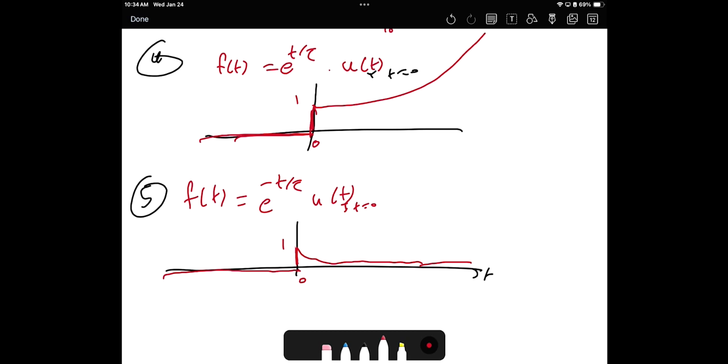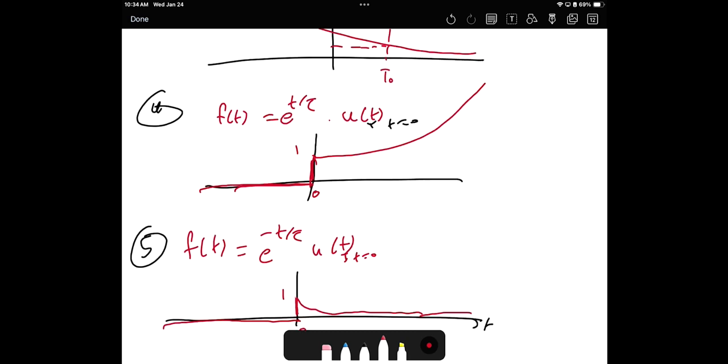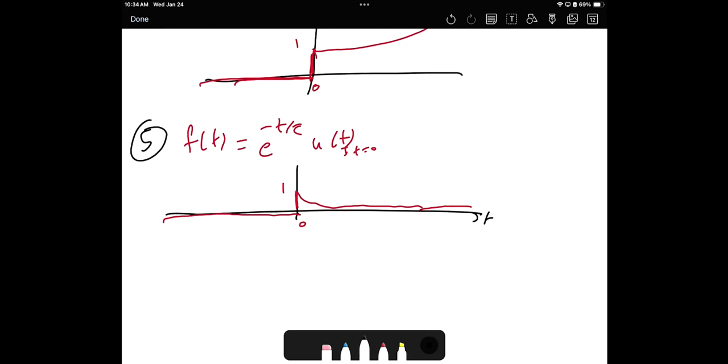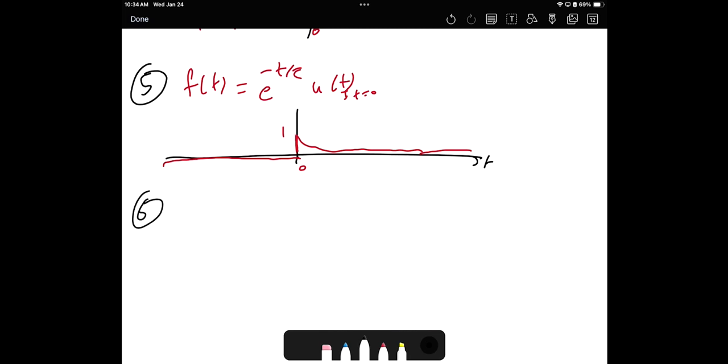Okay? Yes? So for the third example where you shifted t, you're saying that the center there is going to be 1 on the y-axis? Yeah, the location of 1 will be at 0. So by the center I mean the location of 1. Now number 6: f of t equals e power negative (t minus t0) divided by tau, times u of t minus t0.